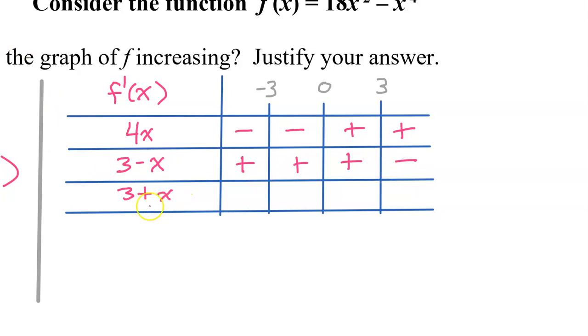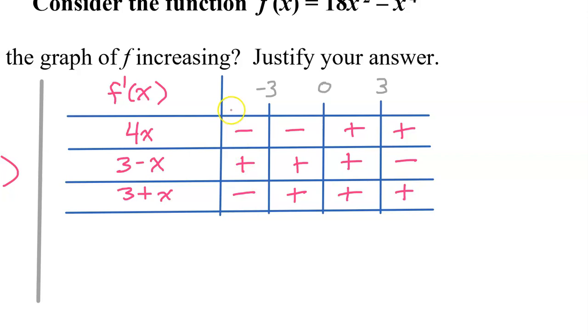For this last factor, an x value of negative 3 will give us 0. So this is sort of the cutoff. But any x value that's greater than negative 3 will cause the factor to be positive. So 3 plus x will be positive in these intervals and negative in this interval. For example, if x is 0, you end up with positive 3. So you have positive values to the right. But if x were, say, negative 4, that would give you negative 1. So you will have negative values to the left.